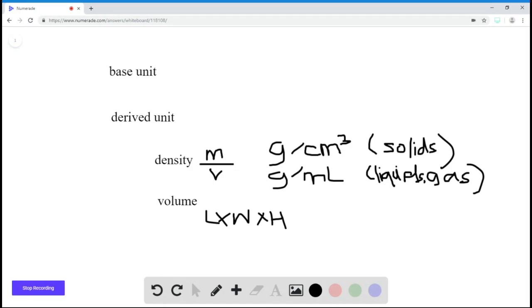So common examples of your volume, you can have 1 decimeter cubed, which is equal to 1 liter, or you can have 1 centimeter cubed. Because it's cubed, you're going down 1,000th, not 1/10. So 1 centimeter cubed is equal to 1 milliliter. So these are your derived units.